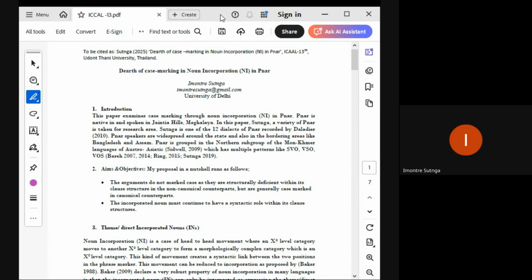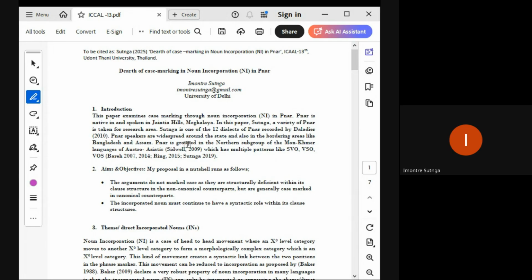This paper examines case marking through Noun Incorporation in Pnar. Pnar is native to Jaintia Hills, which is in Meghalaya. In this paper, I am taking the Sutnga variety, and Sutnga is a village where the study is conducted. Sutnga as a language has also been recorded by Daladier in 2010. The Pnar speakers are widespread in the state of Meghalaya and also in the bordering state.